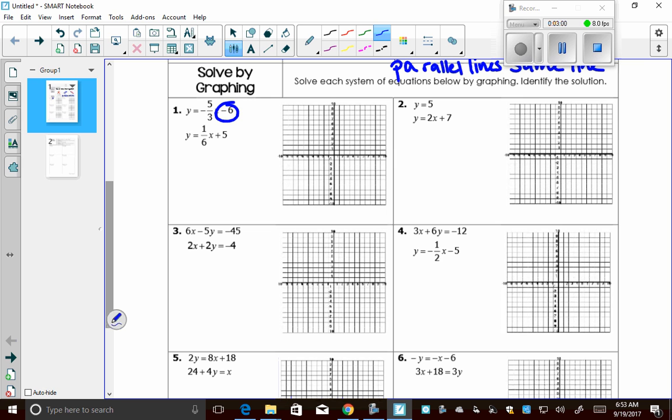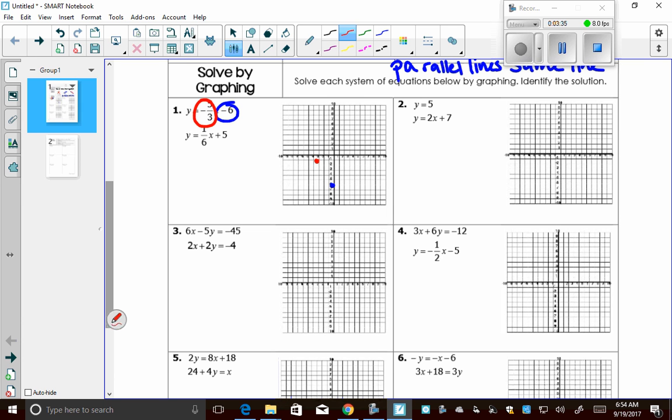So 1, 2, 3, 4, 5. Looks like -6 is about right there. And then after that, I realize, okay, my slope is -5/3. So I'm going to go down 5. 1, 2, 3, 4. Uh-oh. I can't go down 5. I don't have enough room to go down 5. So that means I have to go the opposite way. So instead of going down, I'm going to go up 1, 2, 3, 4, 5. And then left 3. So I'm going to put a point there.